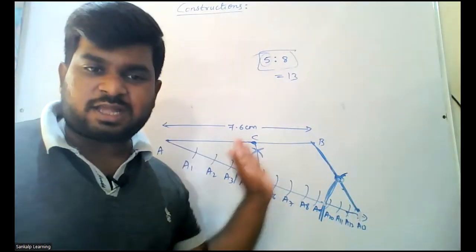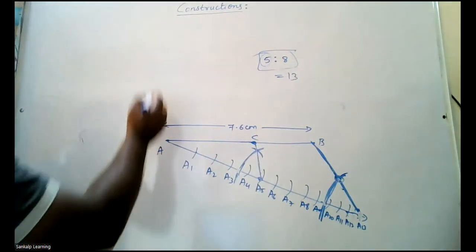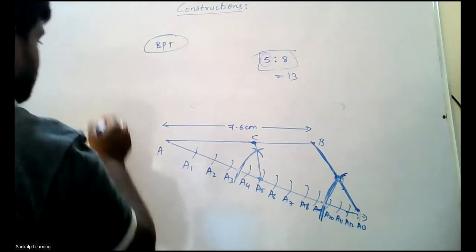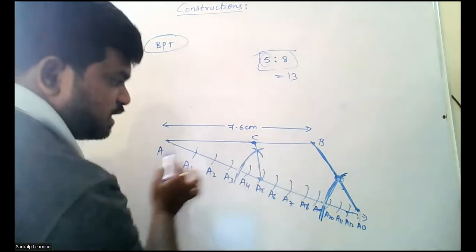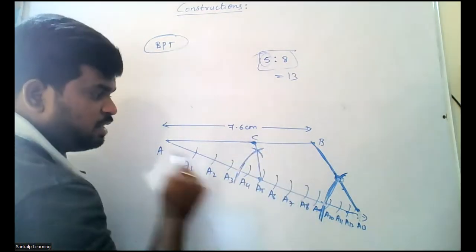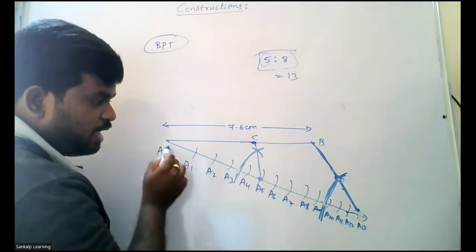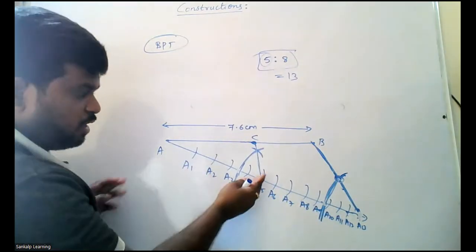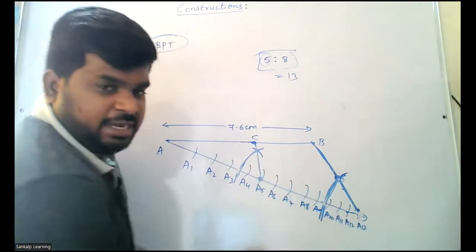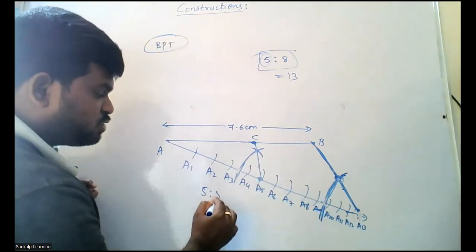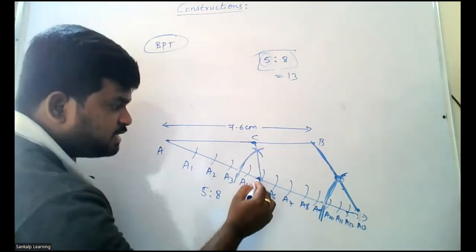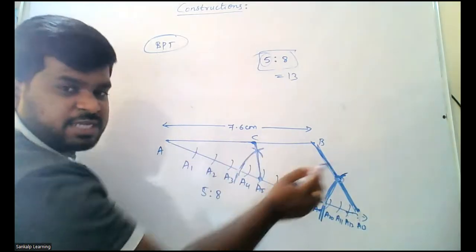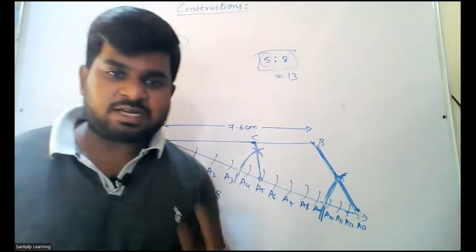Now what is the logic that we have done is, we have used BPT here, basic proportionality theorem. That is what we have done. So if you observe, this is a triangle, right? Now this side of the triangle is divided at what ratio? Here you got 5 equal parts, here you got 8 equal parts. So it is divided in the ratio 5:8. Now since this line is parallel to this, therefore the other side will also be divided in the same ratio. That is the BPT, right?